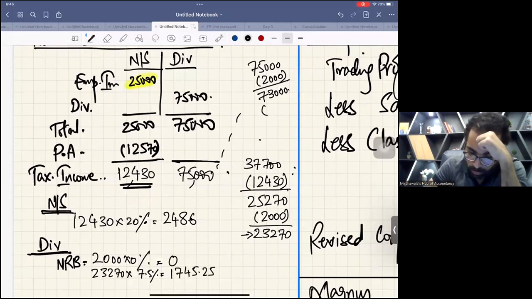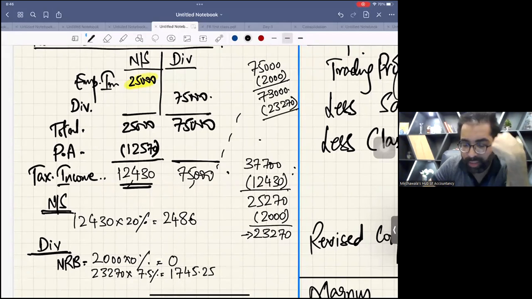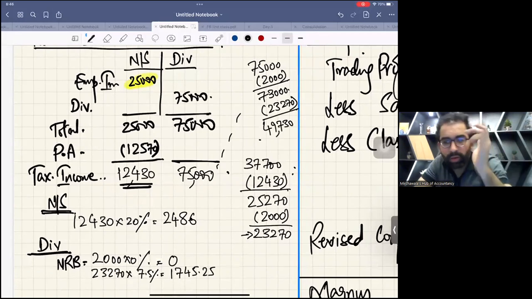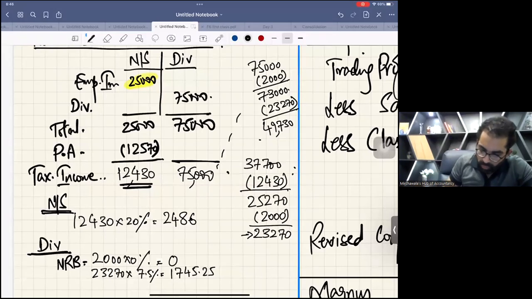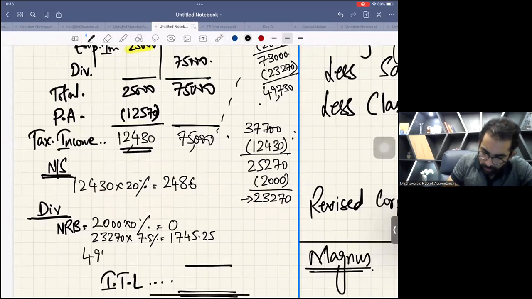Now this band is over. We have consumed 23,270 and calculated the tax. How much income is left now? It's 49,730. And you all know this 49,730 will easily come in the second band, which has a big capacity. So 49,730 times 32.5%. Come on, do it.